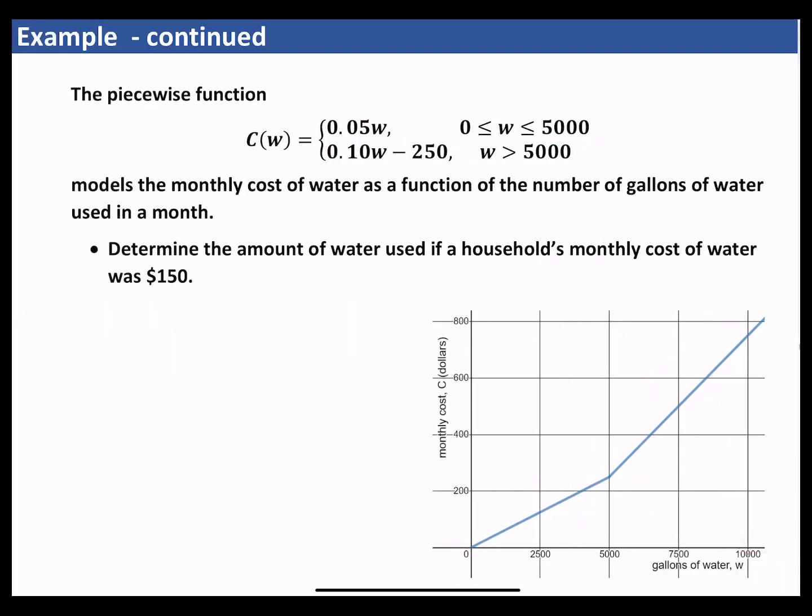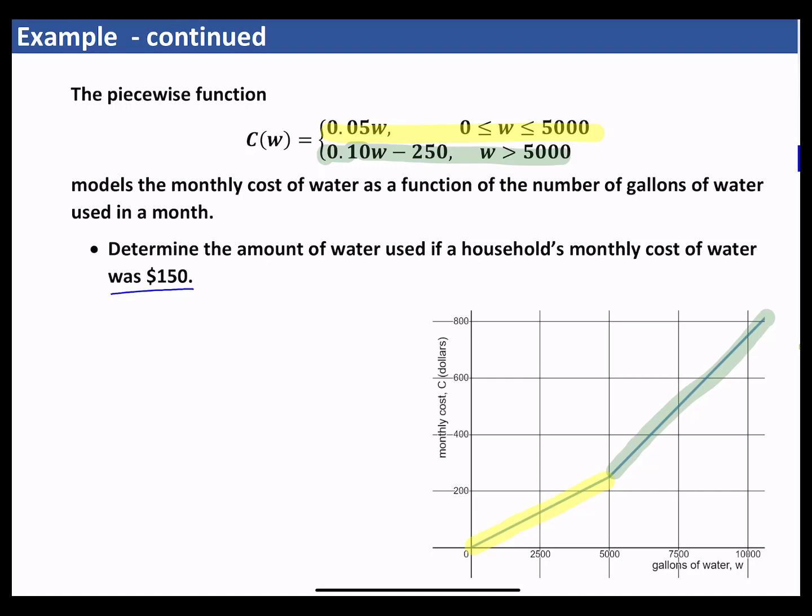Let's look at one more example. We have our same piecewise function. Between 0 and 5,000 gallons of water usage is represented by the first linear piece, and beyond 5,000 gallons of water is the second piece of the function. And now we're asked to determine the amount of water used if a household's monthly cost of water was $150. So here we have to think about which piece of the function corresponds to a cost of $150.